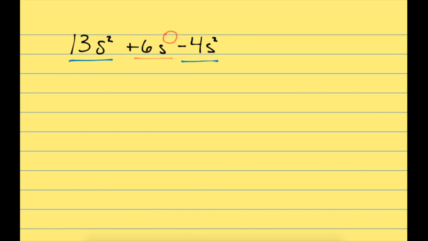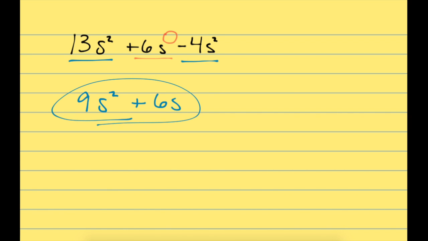So we're going to combine the 13s squared and the negative 4s squared by adding them together. 13 plus negative 4 is 9. So we have 9s squared, and we still have the 6s. So that's what we get when we simplify by combining like terms.